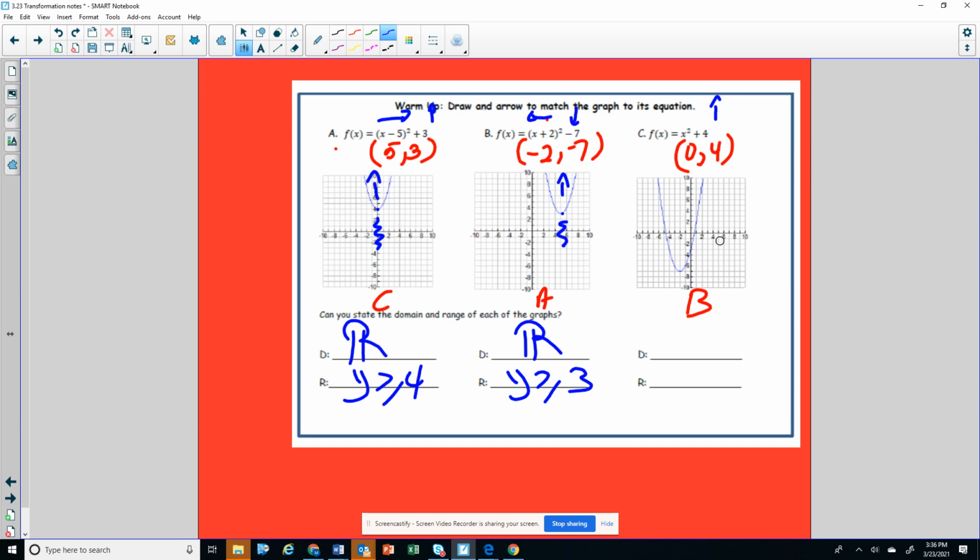And for this one, again, you can pause the video and see if you can figure out the range and domain for this one. So remember, the domain for this is going to be all real numbers because there are no restrictions on the graph. The graph keeps on going up. And the range, let's see, the lowest y value for this graph is -7. And all the y values are above -7. So that's going to be y is greater than or equal to -7. All right? Okay, so that's the warm-up.